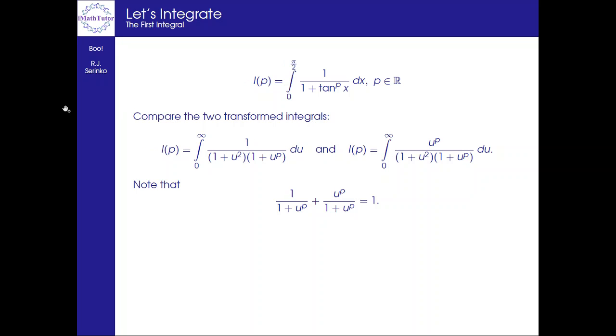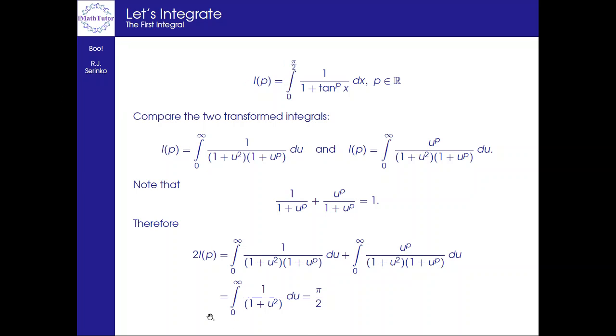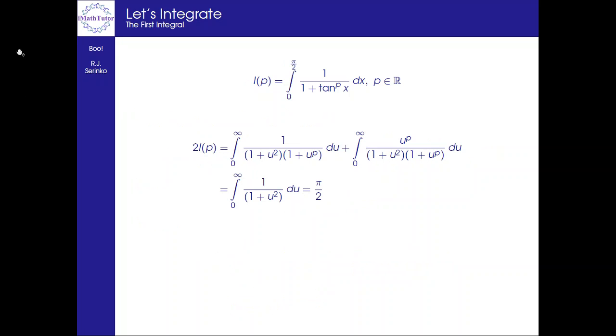So if we add these two integrals, use the linearity, take out the common factor of 1 over 1 plus u squared, lo and behold, we end up with 2 times the integral equals the integral from 0 to infinity of 1 over 1 plus u squared du. Now this integrand, we know integrates to the arctan. Arctan of 0 is 0, and the arctan approaches pi over 2 as its argument goes to positive infinity. So 2 times this integral equals pi over 2, and hence this integral is pi over 4.